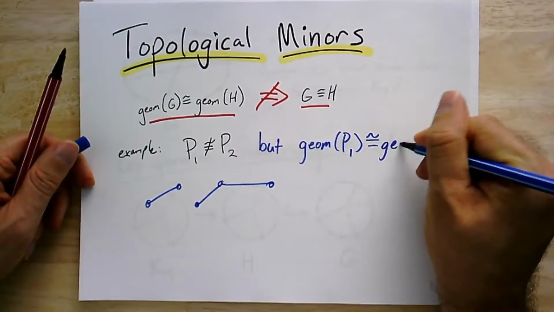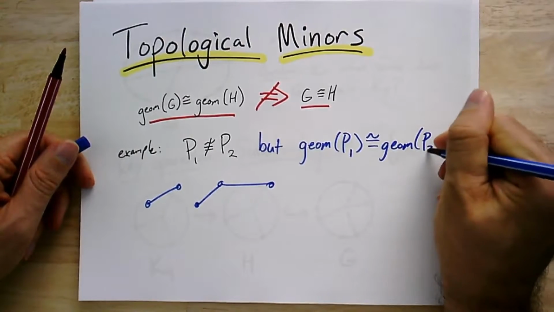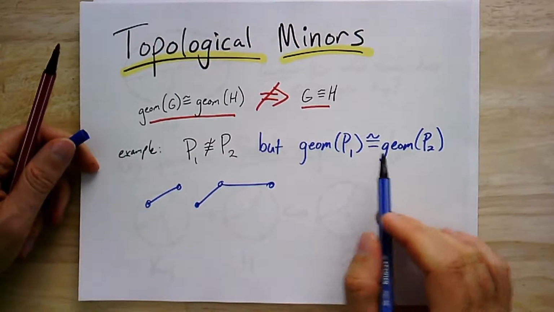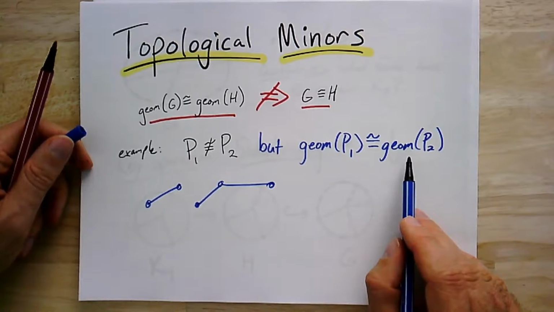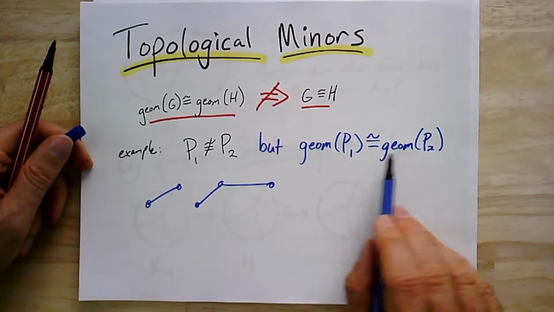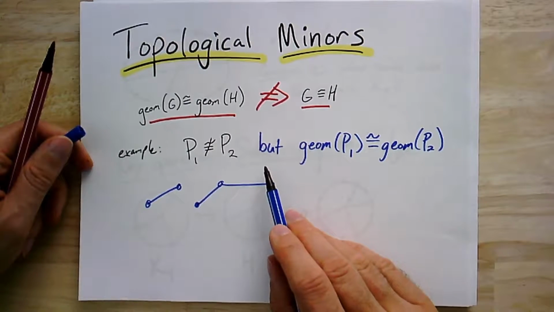So what can we learn from this? First, let's just check that we really believe this. I can show you that they're homeomorphic by explicitly writing down what the homeomorphism is.